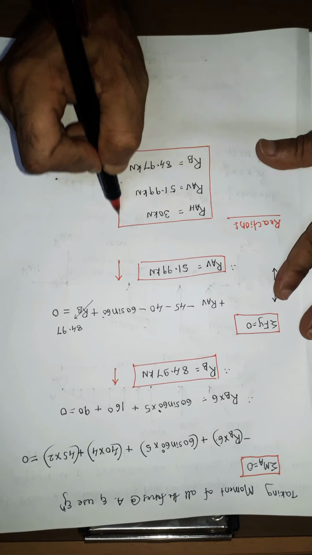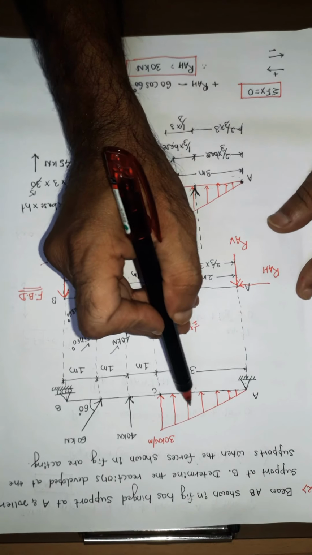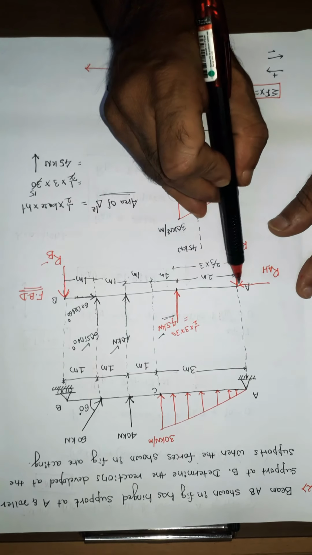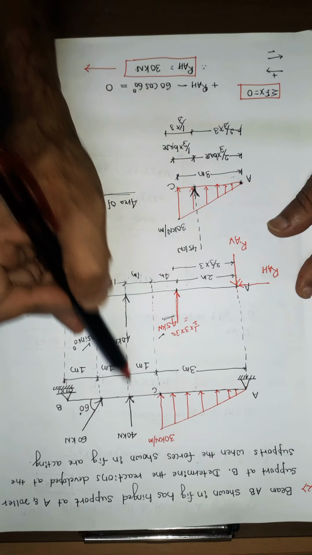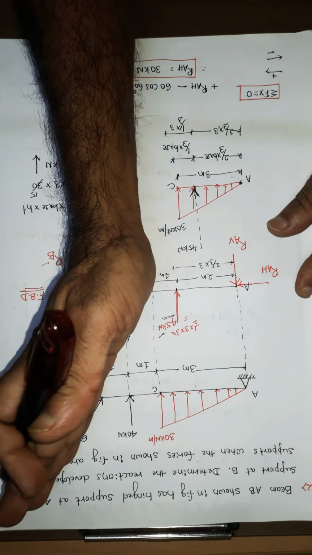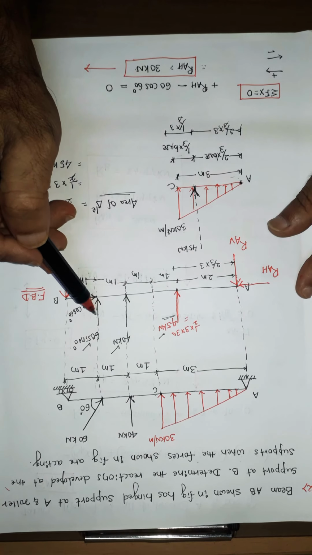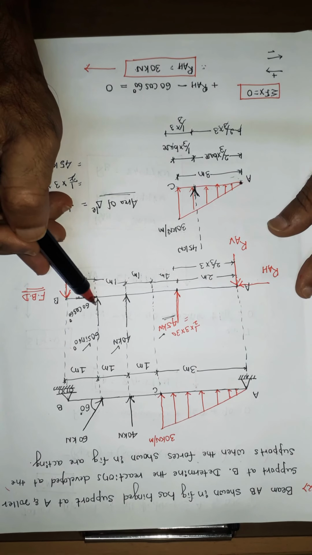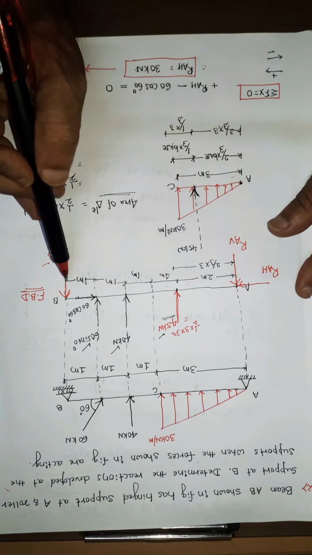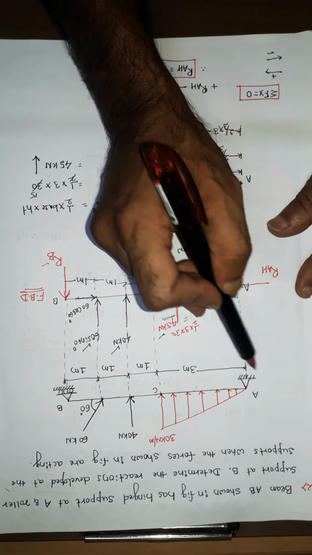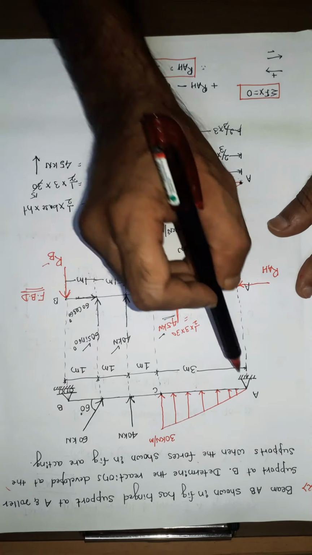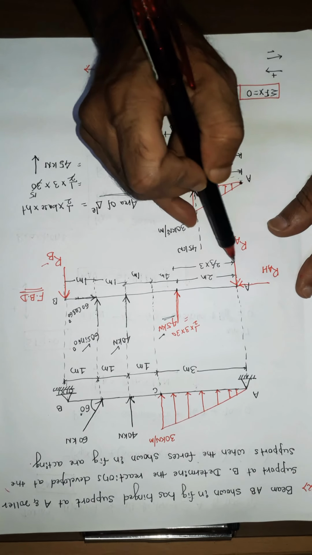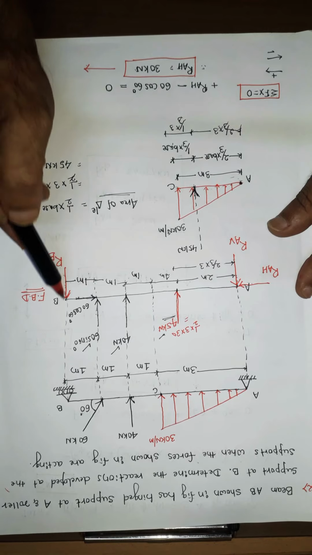Remember, what is important in this problem is how to convert the UDL into a point load. First draw the beam, and show point loads as they are. The inclined load you have to resolve into horizontal and vertical components. Then show the reactions. See the difference between hinged and roller support: if it is a hinged support, 2 reactions; if it is a roller support, 1 reaction.